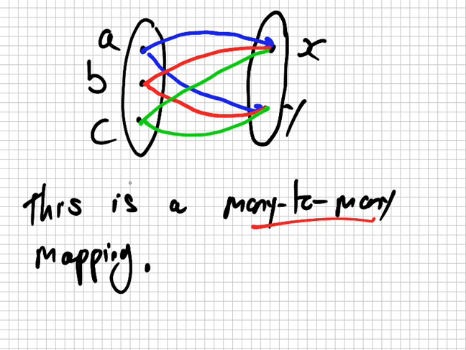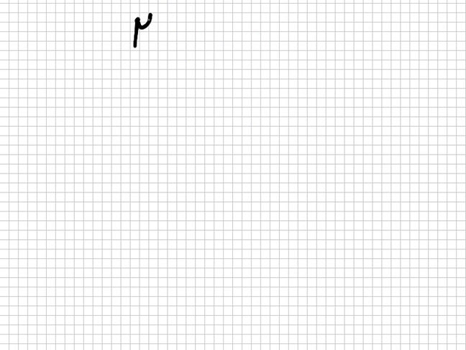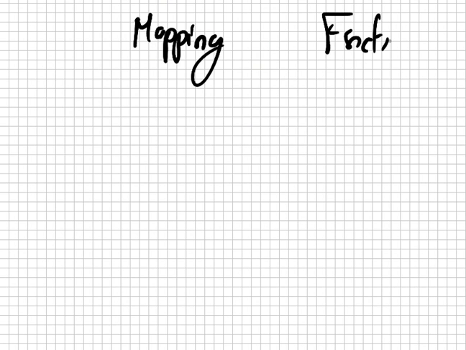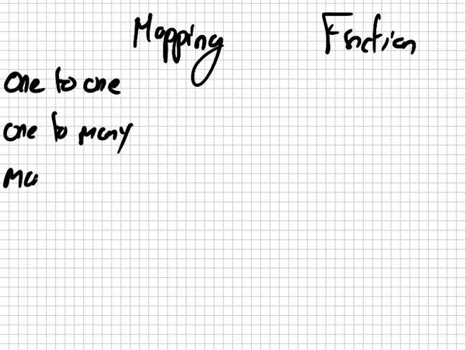Notice I'm using the word mapping, which you might say, isn't that the same thing as a function? In fact, not quite. Only two of these definitions are for functions. Which two do you think? So I'll just write them down here. Mapping and function, and we have 1 to 1, 1 to many, many to 1, many to many.